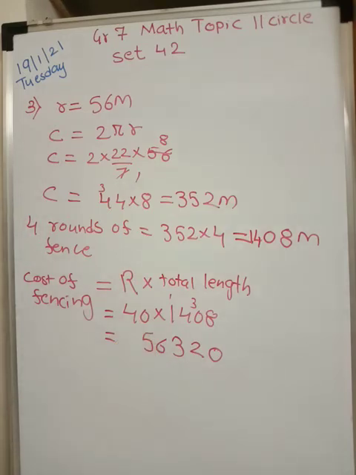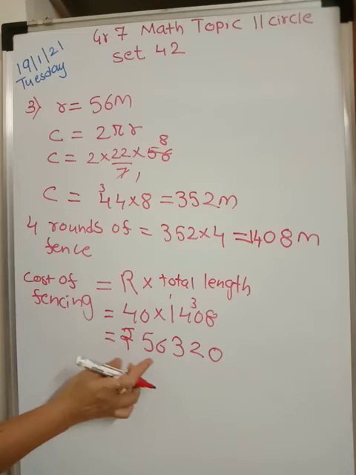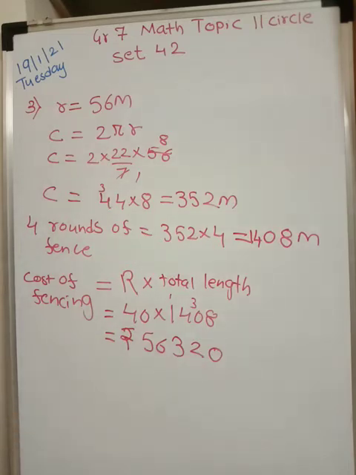So how much is the cost of fencing? It is 56,320 rupees. So this much amount will be required to put the fence around a circular garden, that too 4 rounds. Okay, I hope you have understood. Please stop or pause the video and then take down all the steps.